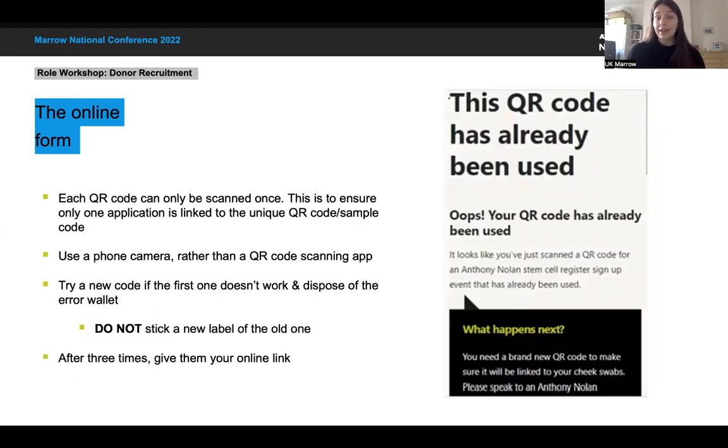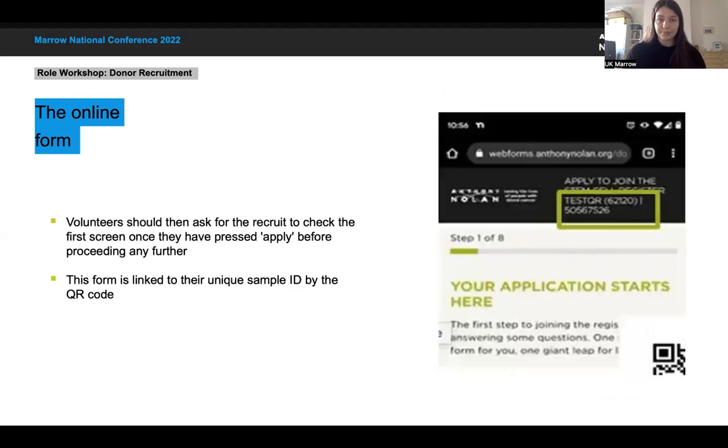If, however, an error message still comes up, don't just stick a new QR code and barcode on the back. Rip the wallet up, recycle it, and give them a brand new wallet to scan. Don't ever reuse the wallet that's already failed. You can just throw it out.